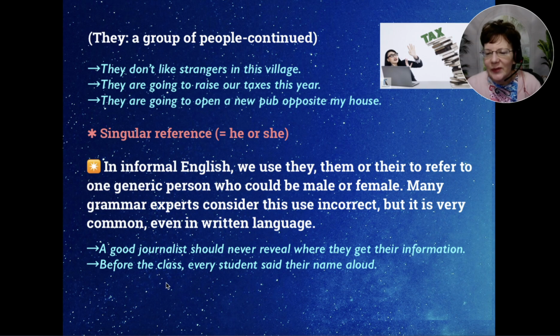So, for example, a good journalist should never reveal where they get their information. So, using they there in general to talk about any journalist. Okay, and then before the class, every student said their name aloud. Okay, so not his or her here, talking about all students in general. All right.